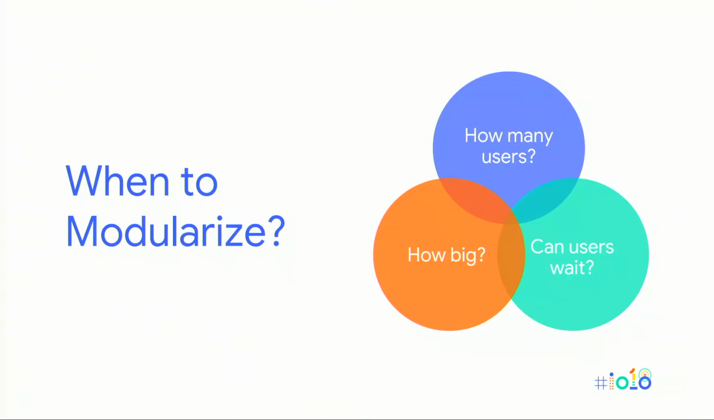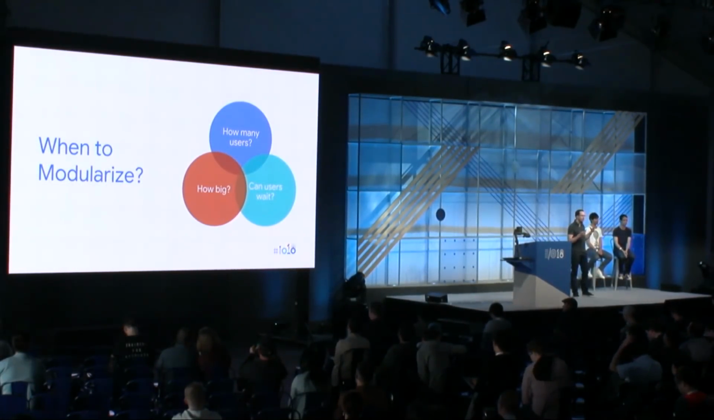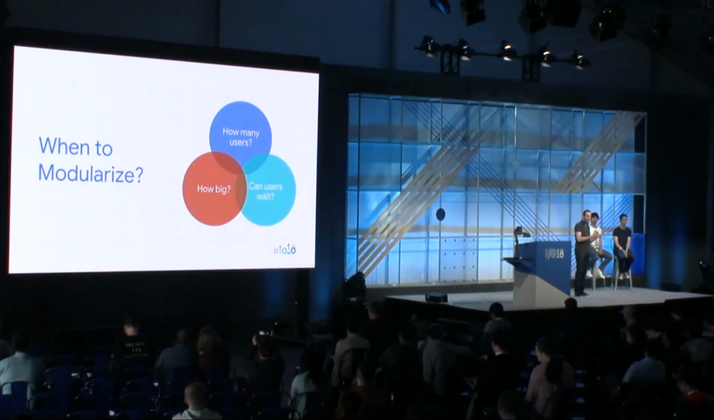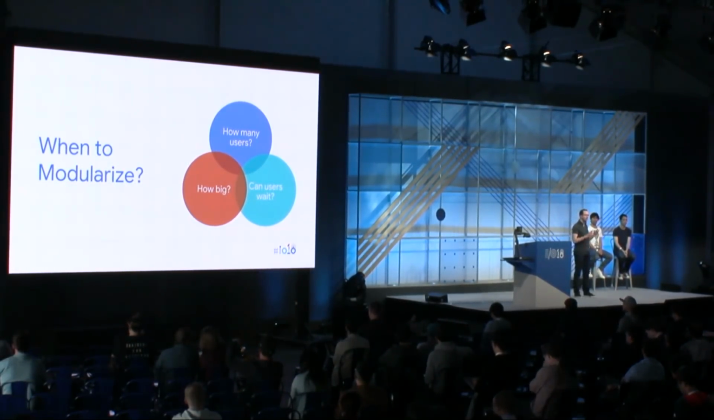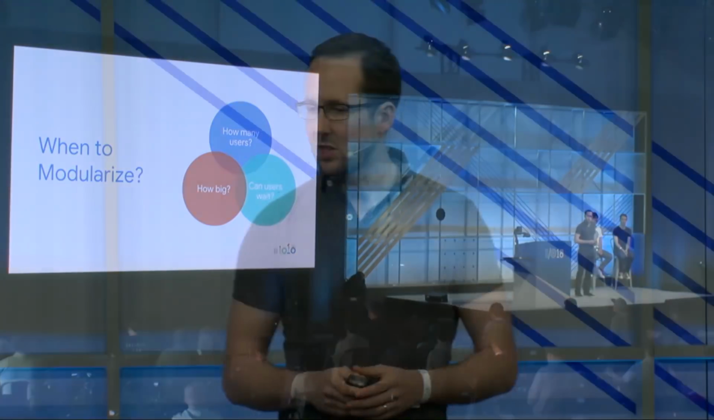So, which parts of your app should you break out as separate features? If only a small fraction of your users use that feature, that could be a good candidate, especially if that feature takes up significant space in your app. Finally, consider if your users can wait a few seconds before using the feature.